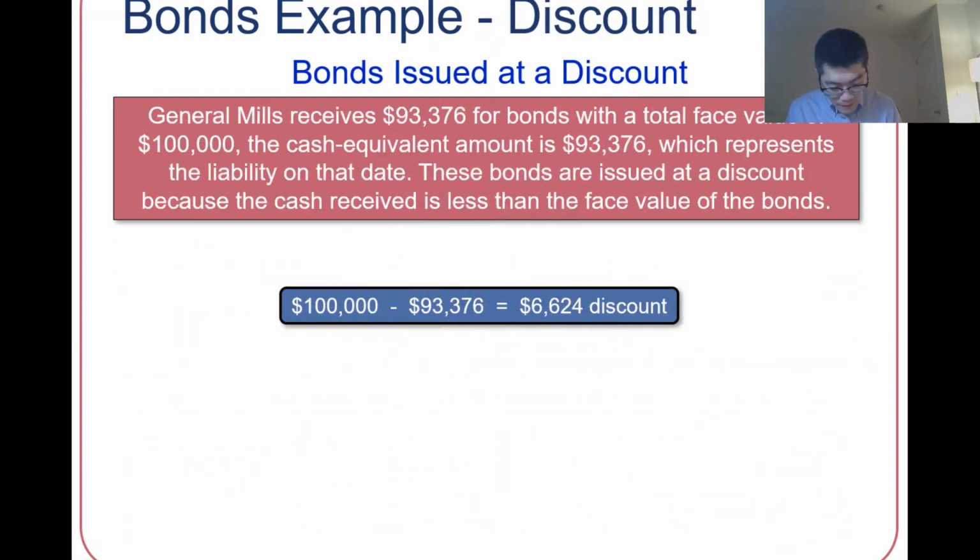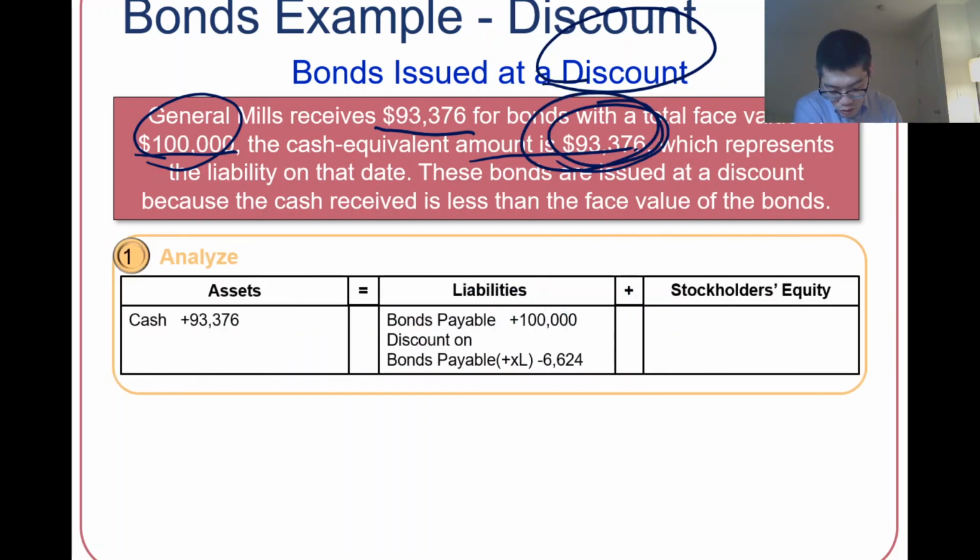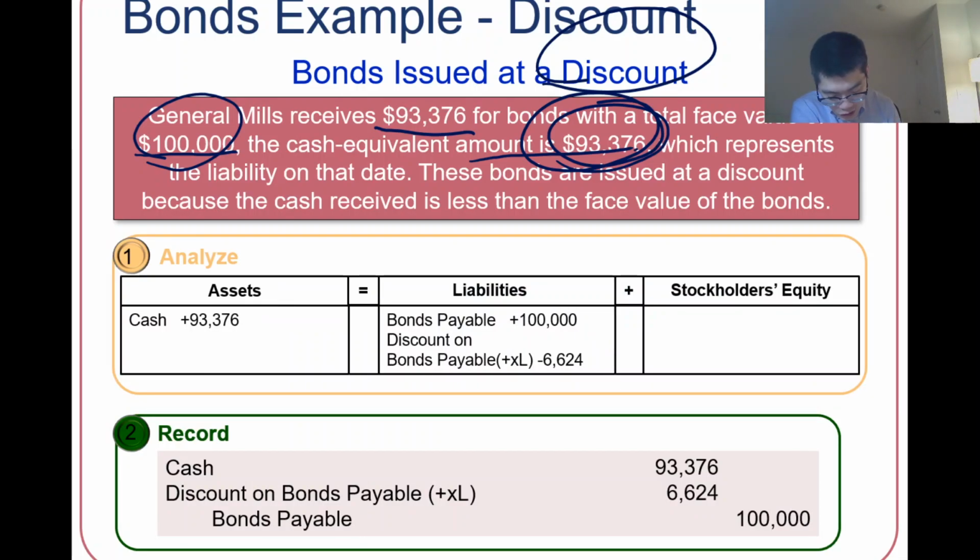Now it comes to discount. For those $100,000 bonds, now we only receive $93,376. The cash equivalent amount is that much. So it doesn't matter how much our face value is. At the end of the day, we only receive that amount of cash. Then we are going to record a debit to cash for that amount. Remember, our bonds liability is always going to be our face value.